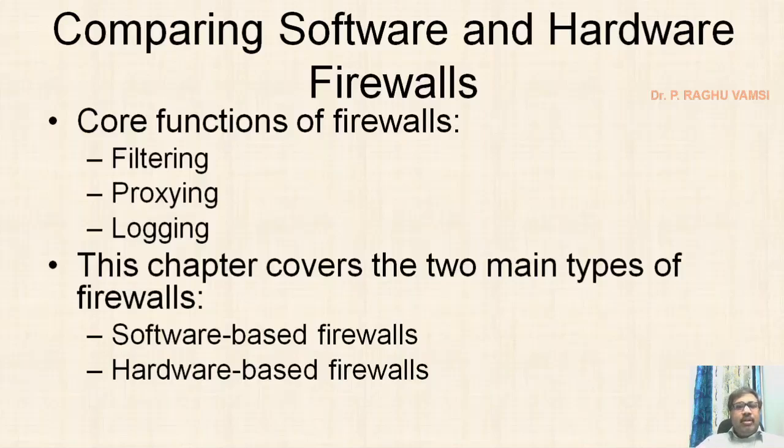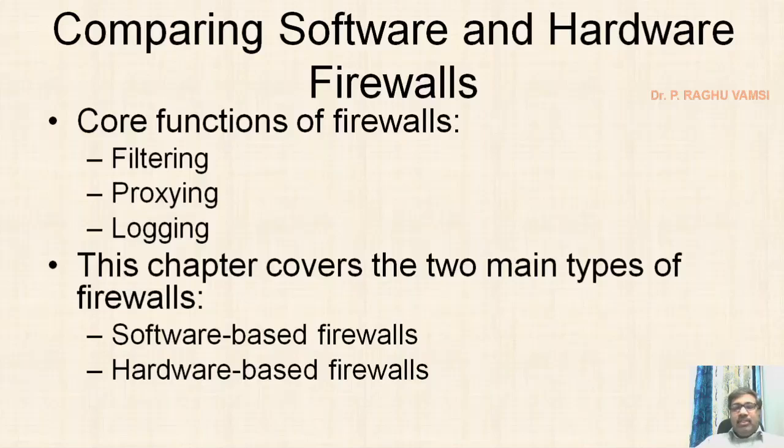Next one is logging. Logging in the sense of what type of traffic is coming and for what purpose, which application is responding to it, and to which port it is intended. This kind of information will be logged within the firewalls. So that is what is called logging. So these are the three main functionalities of the firewalls.